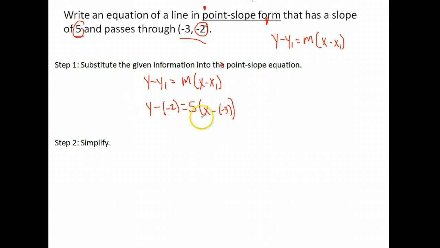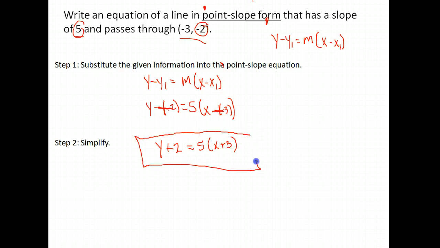-3. Next, we need to simplify, and really the only thing you can simplify here is minus the negative. Minus a negative, remember, becomes plus. Same here, minus a negative becomes plus. So in simplified form, we have y plus 2 equals 5 times x plus 3. They wanted the answer in point slope form, so we are done. It should look like this if it's in point slope form.